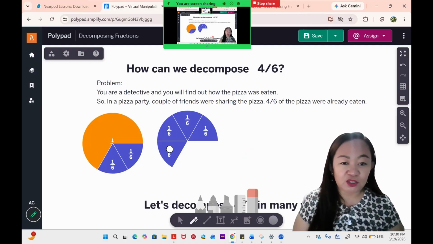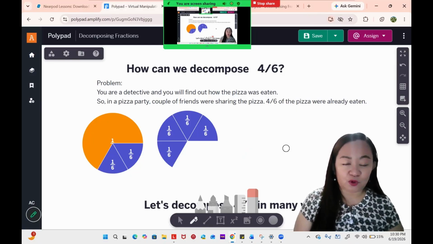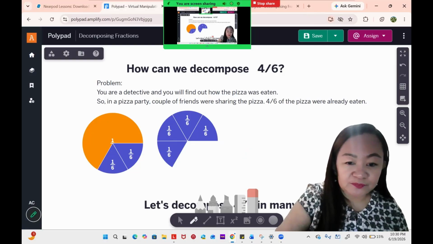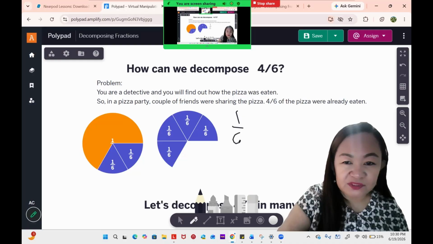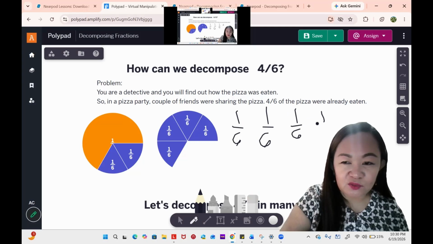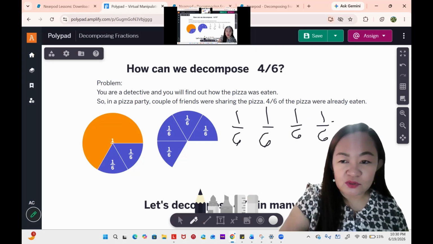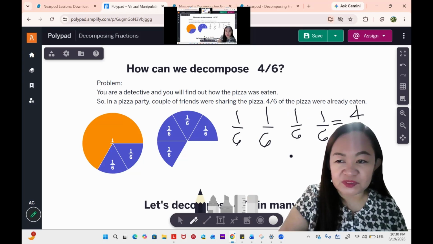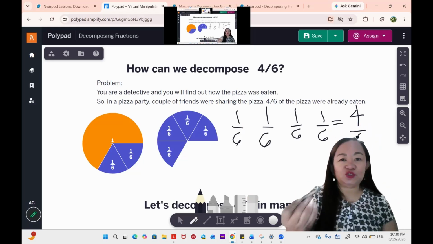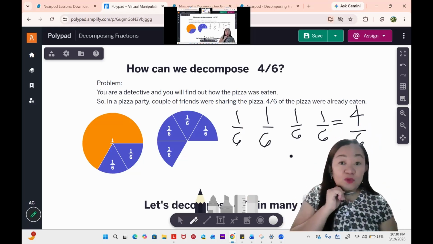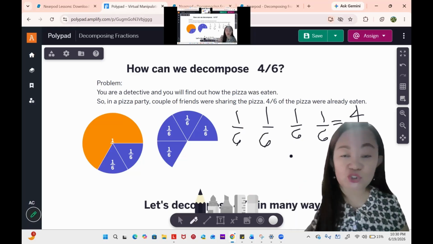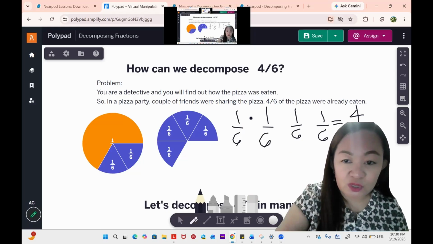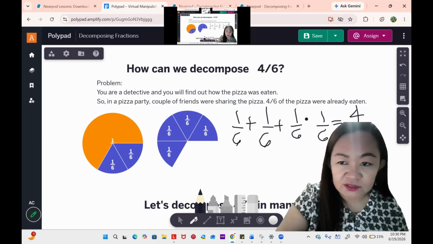So see that each of these slices is called a unit fraction. So how many slices do you see? 4. So we're going to represent it with 1/6, 1/6, 1/6, and 1/6. Okay, so how do you think it makes up the 4/6? Yes, Student B, we add the numerator. So when we do adding, we're going to use the plus sign.